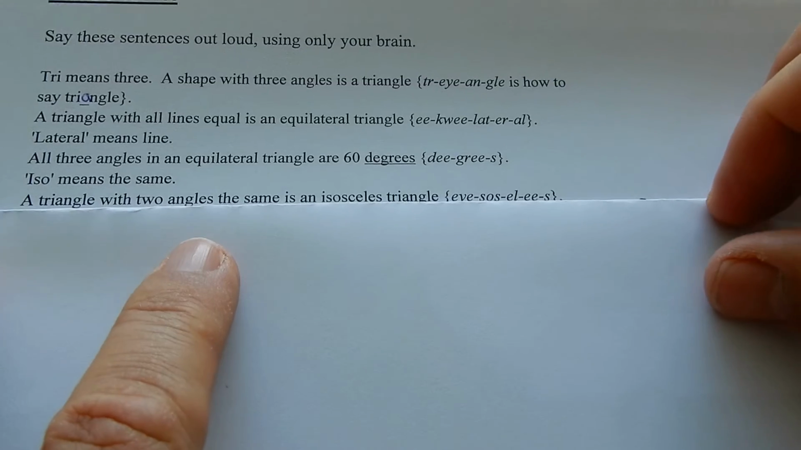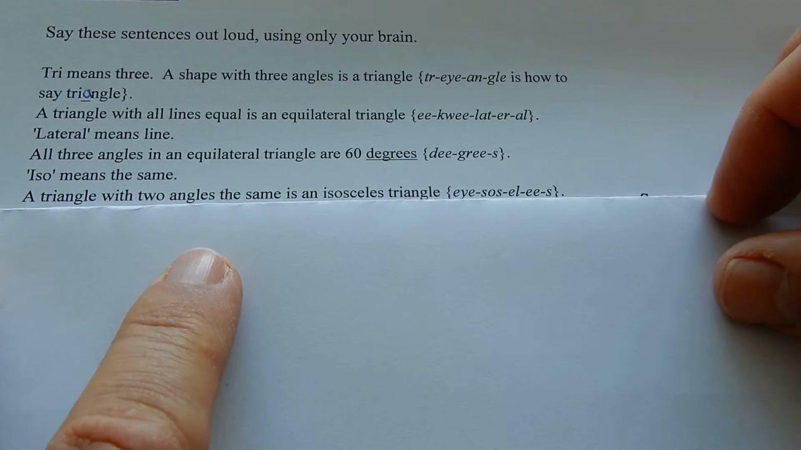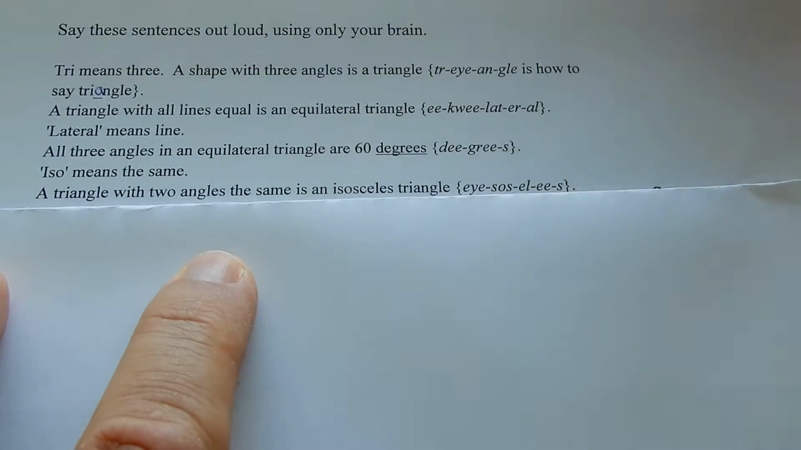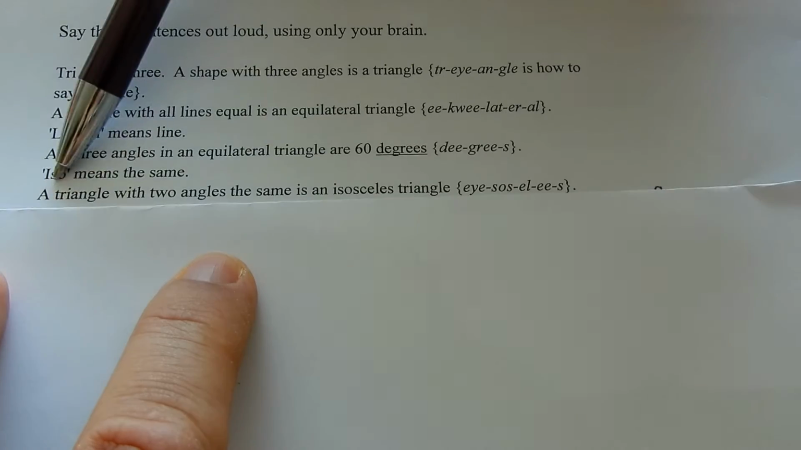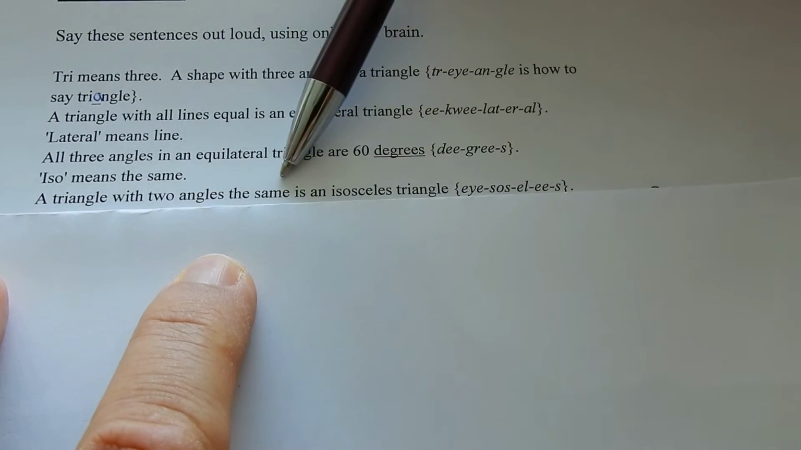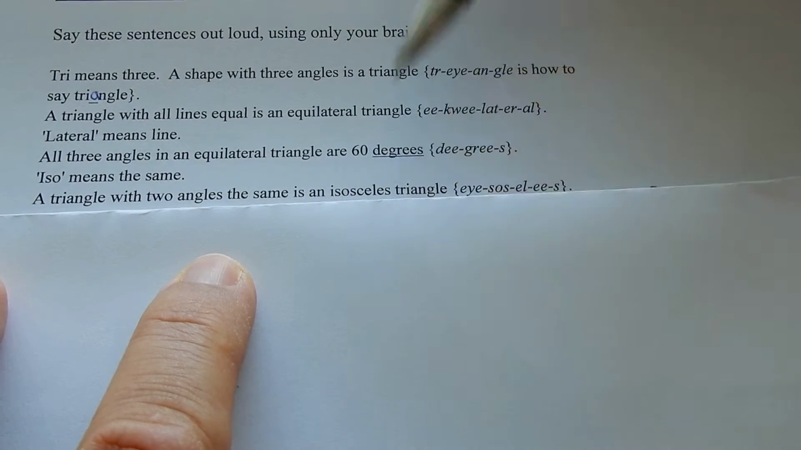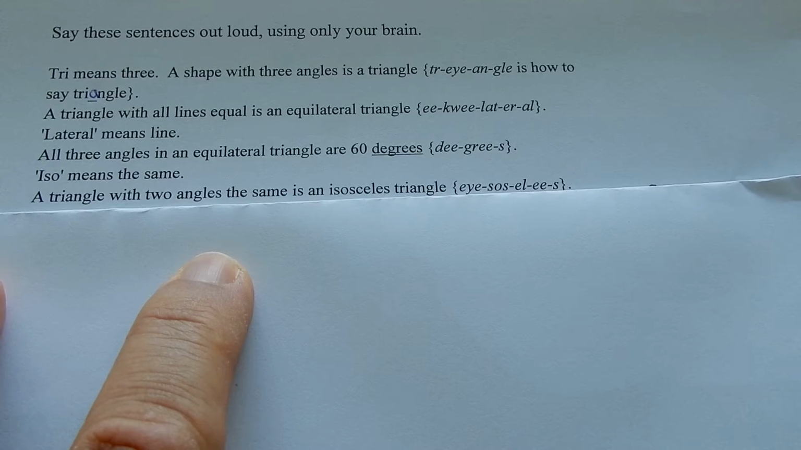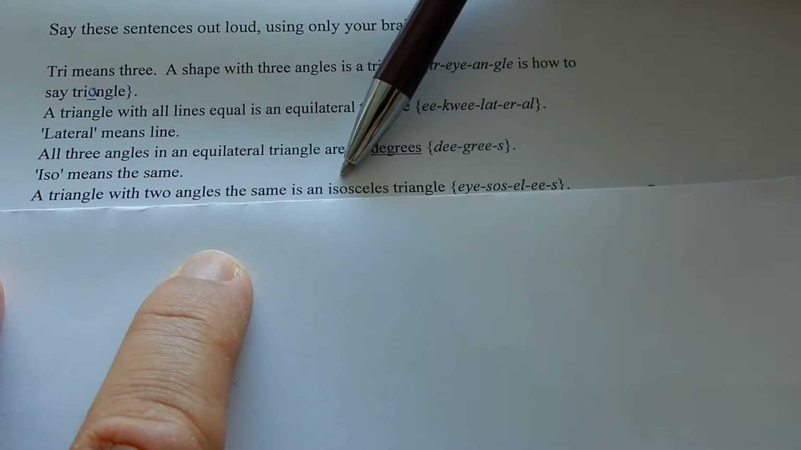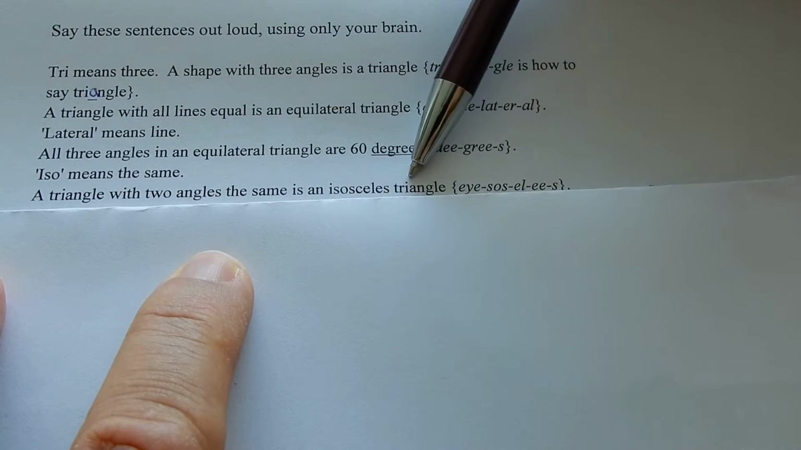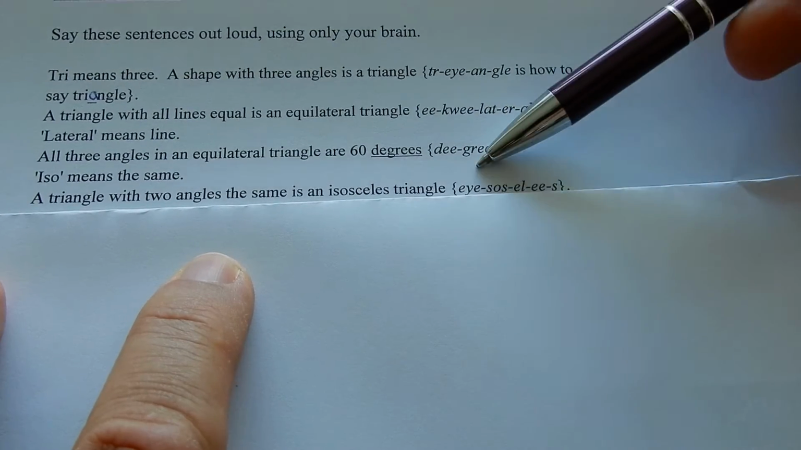ISO, let's see, make sure you can see that. ISO means the same. There's an ISO triangle. Equilateral triangles and iso triangles. A triangle with two angles the same is an isosceles triangle. Doesn't matter which two angles it is, it's still called iso. Isosceles triangle.